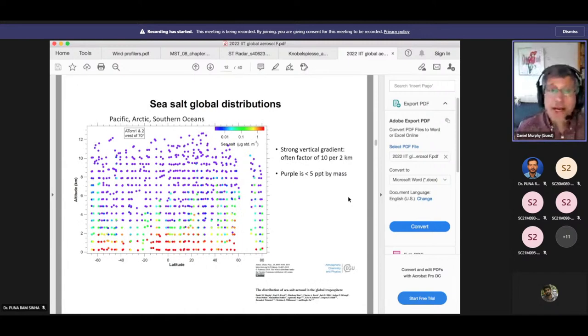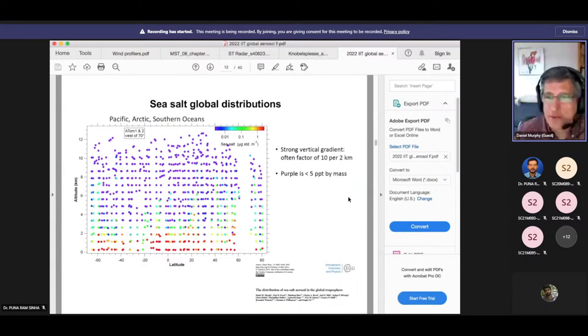So I'm going to get back and look at our sea salt data. And this is a global distribution of sea salt. Horizontal axis is latitude, and then we have altitude. And this amazing mission with the DC-8, where we actually covered this much of the atmosphere. And then the points are the amount of sea salt color-coded. Naturally, the high sea salt concentrations are close to the ocean surface. And as you get up in the atmosphere, you have less and less sea salt.